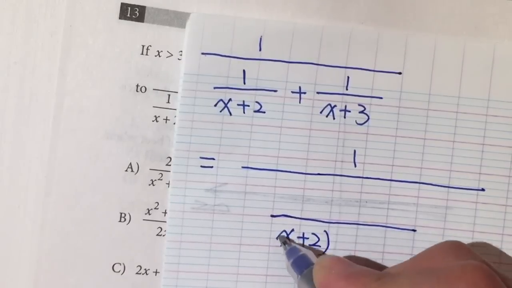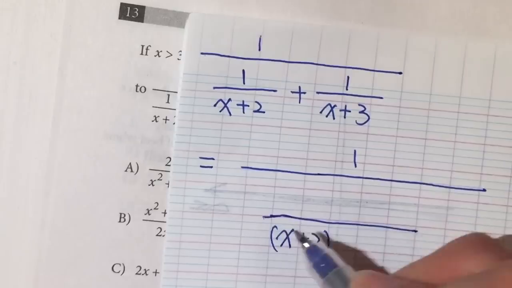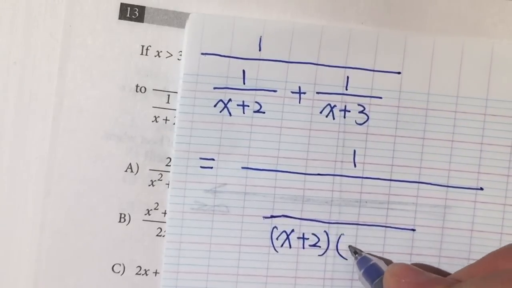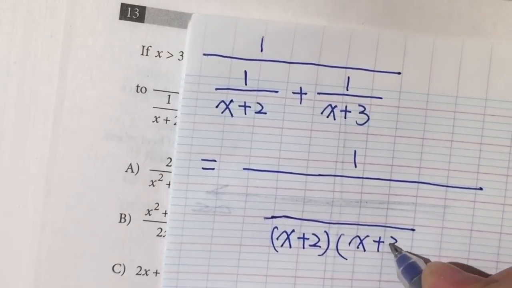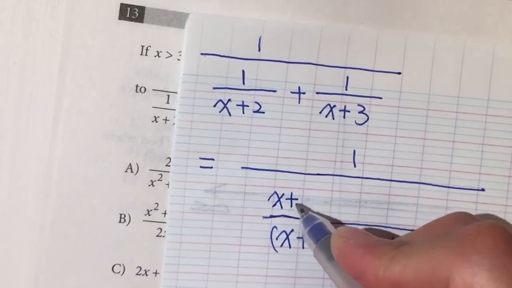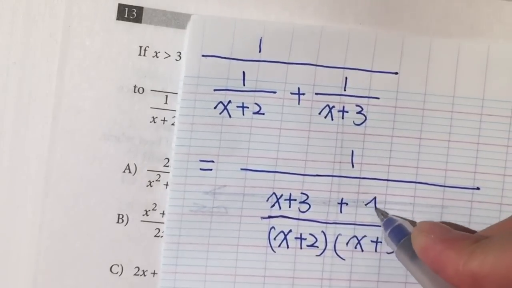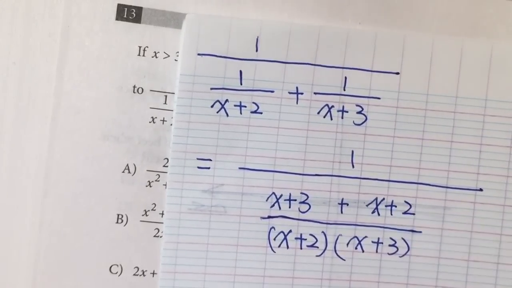x plus 2 and x plus 3 are different, so we multiply each other. I multiply you, you multiply me. I have you in me, you have me in you. Plus x plus 2, right?